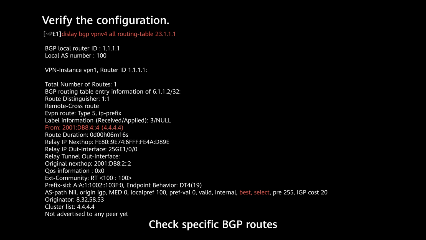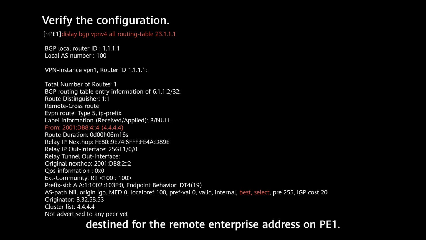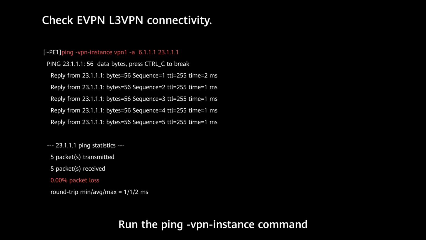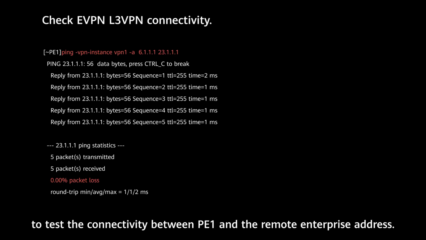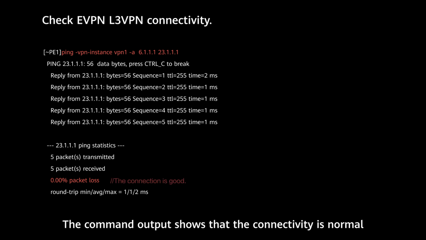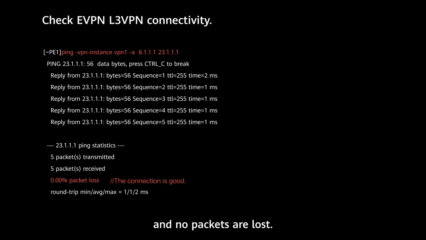Check specific BGP routes destined for the remote enterprise address on P1. The command output shows that P1 has received BGP VPN routes from P2. Run the ping VPN instance command to test the connectivity between P1 and the remote enterprise address. The command output shows that the connectivity is normal and no packets are lost.